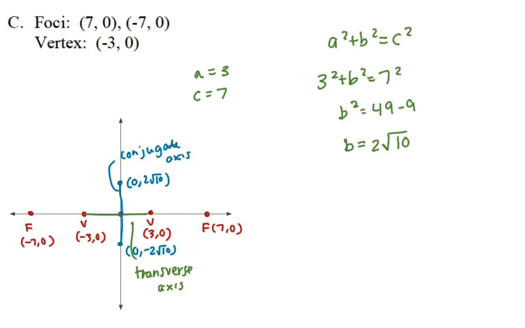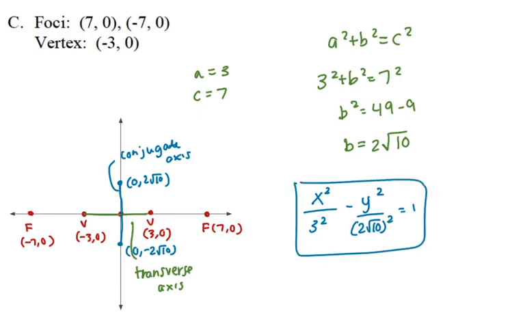Let's write the equation. This is a hyperbola that opens left and right. That means that the x term is positive. So a goes under x, and then y is negative, and b goes under y. That's our equation in standard form. The eccentricity is always c over a. Make sure it's bigger than 1.